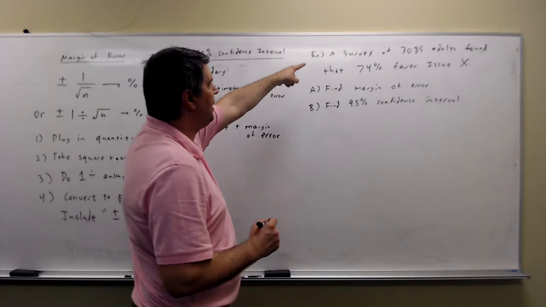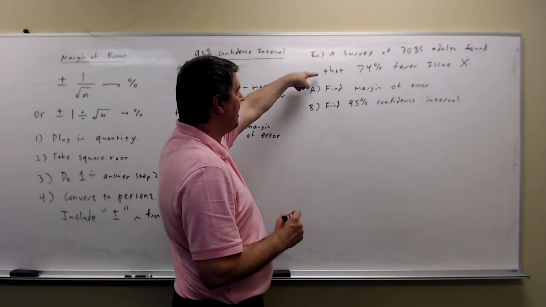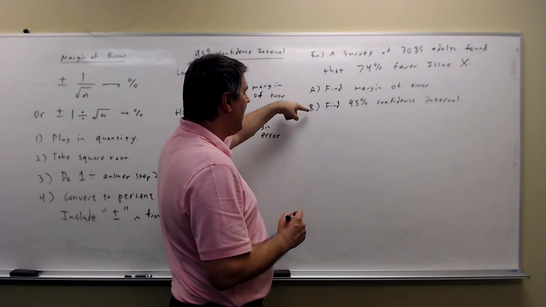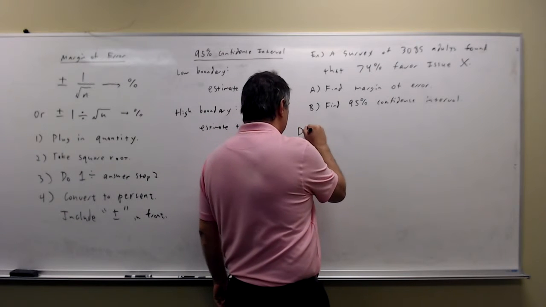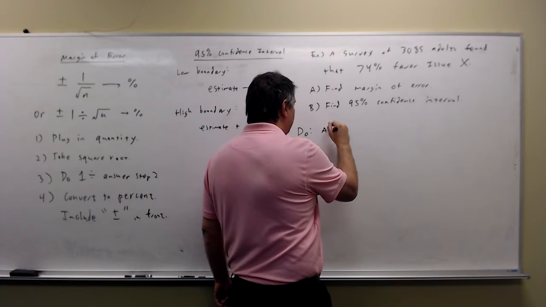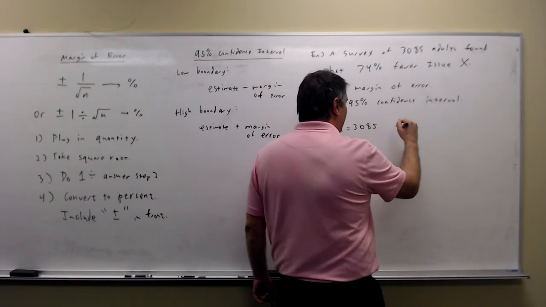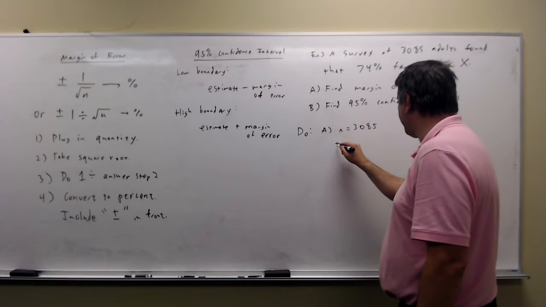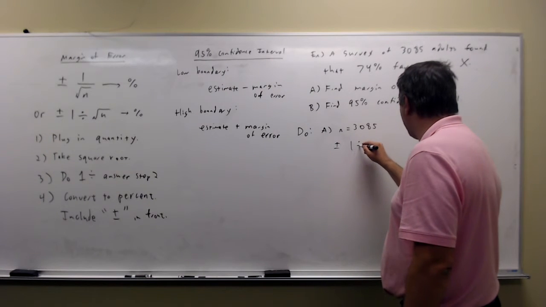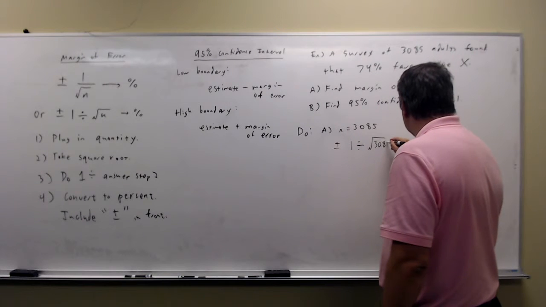A survey of 3,085 adults found that 74% favor issue X. A, find the margin of error, and B, find a 95% confidence interval. A. N is 3,085. So the margin of error would be plus or minus 1 divided by the square root of 3,085.